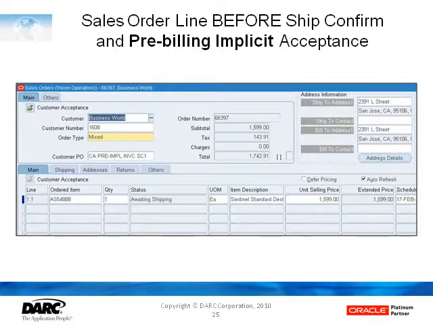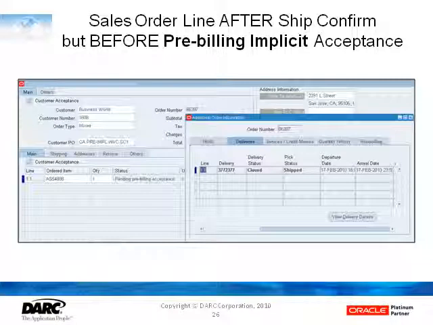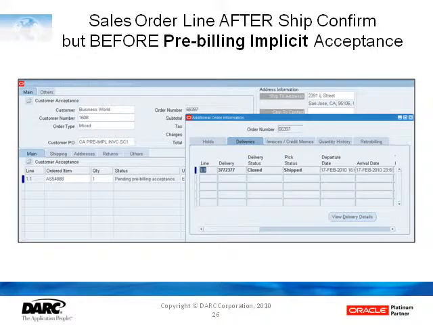Here is a screenshot showing the initial stages of an acceptance order for pre-billing implicit. You'll notice on the sales order line view, on the main tab, we are before ship confirm. So as normal, standard workflow, it's awaiting shipping. Once we complete ship confirm, the workflow status transitions into pending pre-billing acceptance. This would let a user know that it's waiting to be accepted. It's not going to actually invoice or recognize revenue until the acceptance is completed.